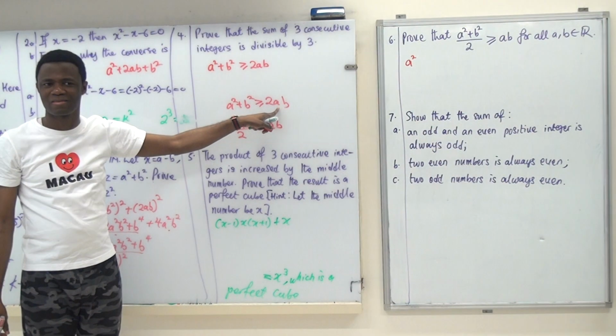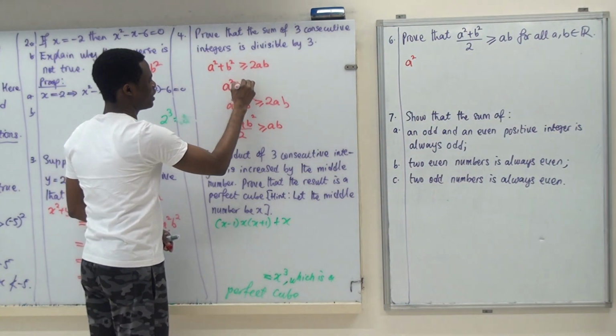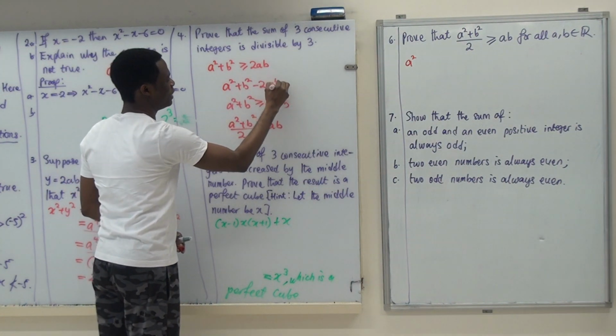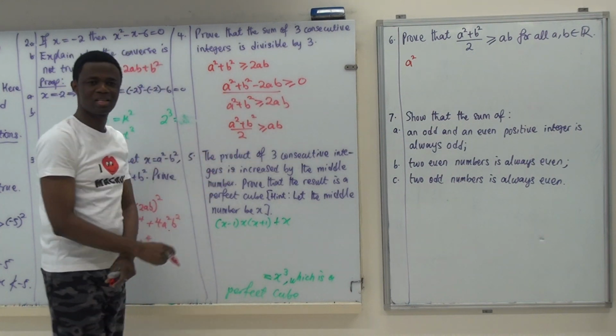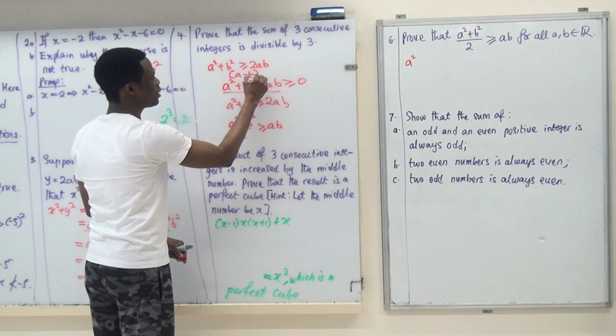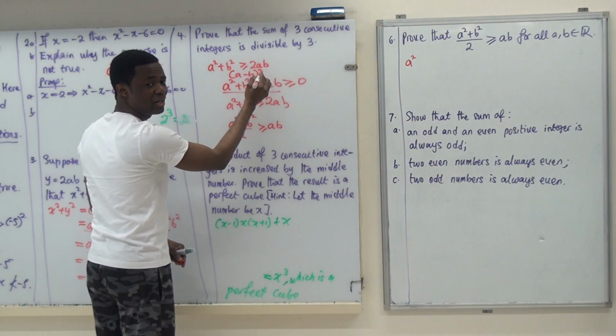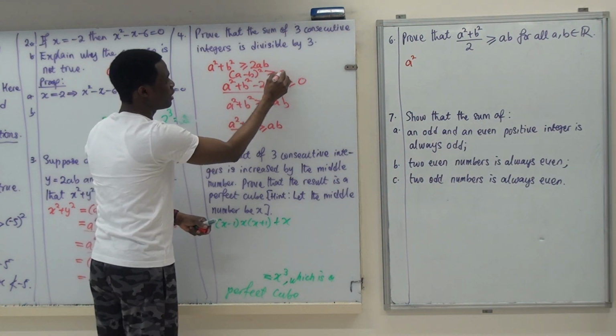Think, guys. Minus 2ab. Good. a squared plus b squared minus 2ab greater than what? 0. Now what is this? (a minus b) all squared. Conclude the line. Greater than or equal to 0.